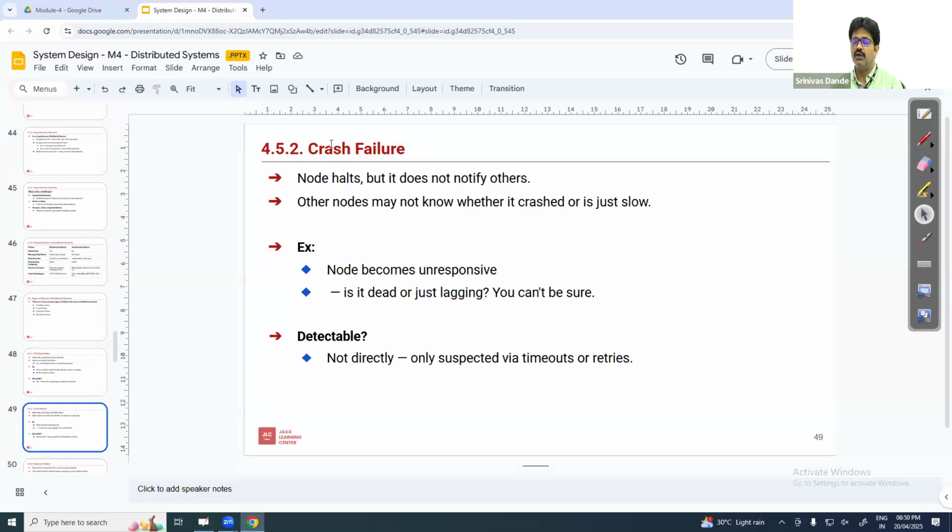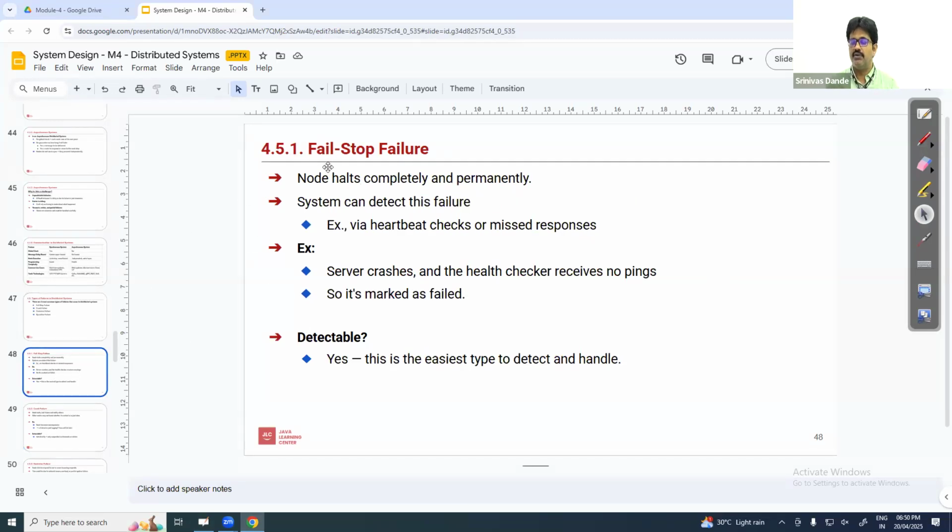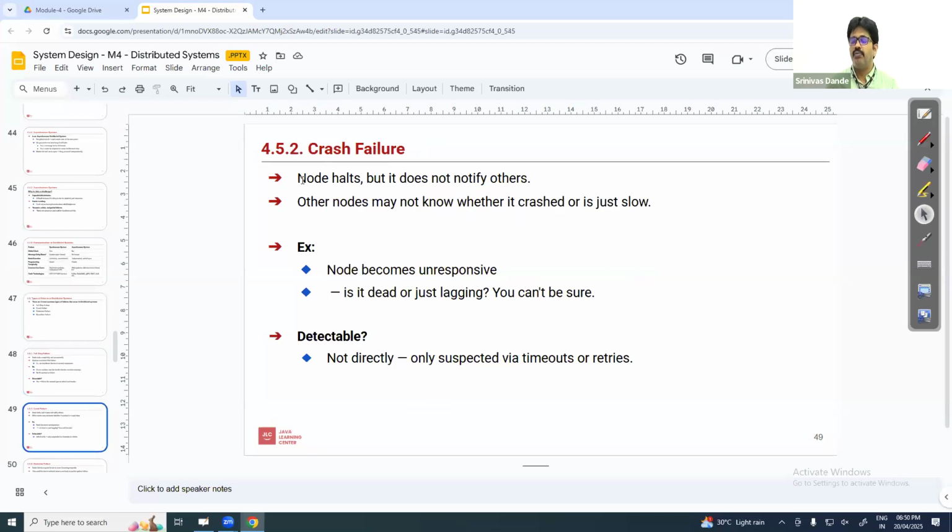And the second is crash failure. Don't be confused by the terminology: fail stop failure is a kind of crash only. But in a crash failure, the node halts but does not notify others. It is not going to notify anyone, meaning other nodes may not know whether it has crashed or is just slow. We don't know whether the server has crashed or is responding slowly.